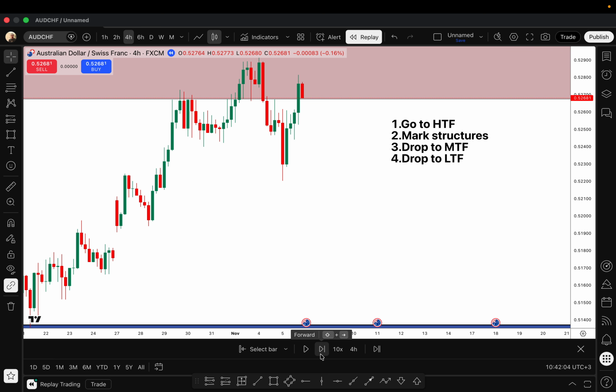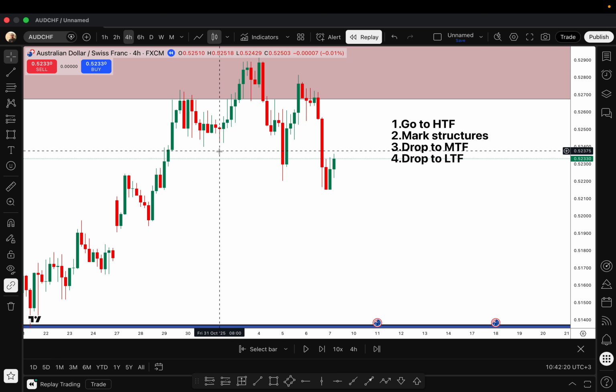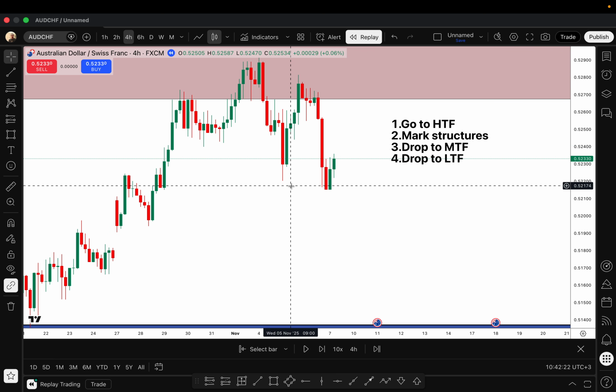I've always told you the medium time frame is where most of the work happens, but you just have to be careful and patient to wait for the things to form. They always form, but you just have to wait for them to form. So I play price forward, and then immediately you can see that we get a break of structure. So this is our change of character, this is our break of structure.